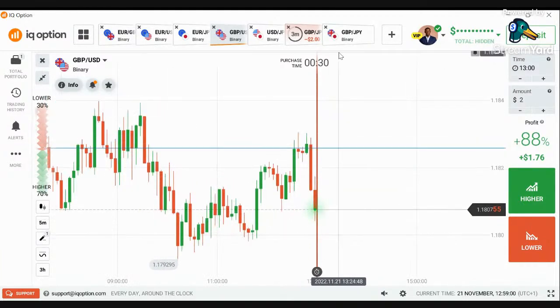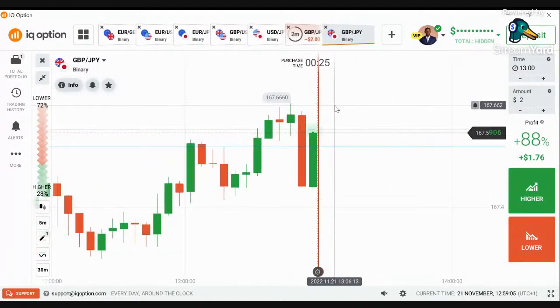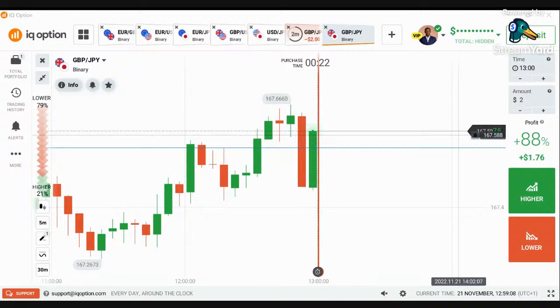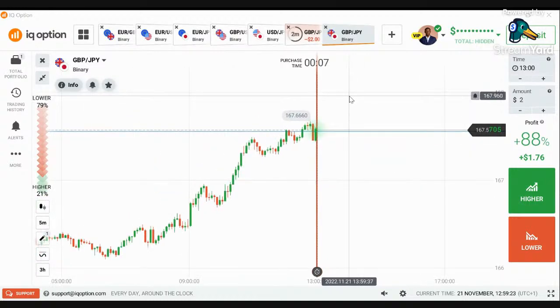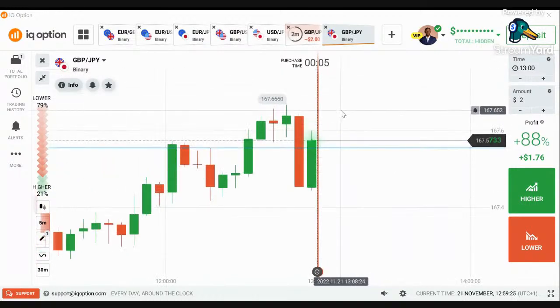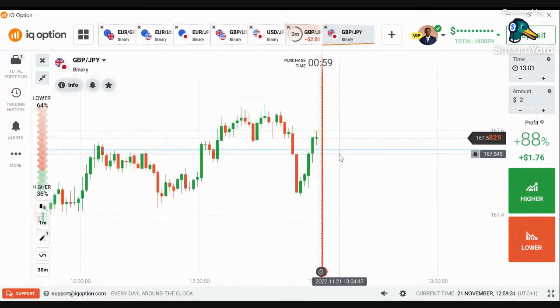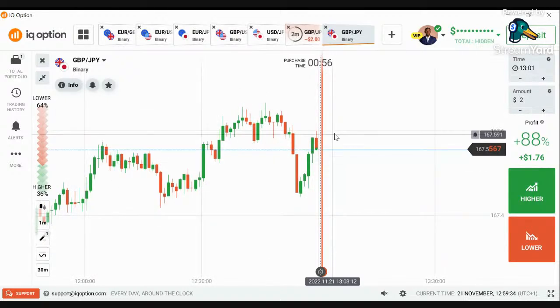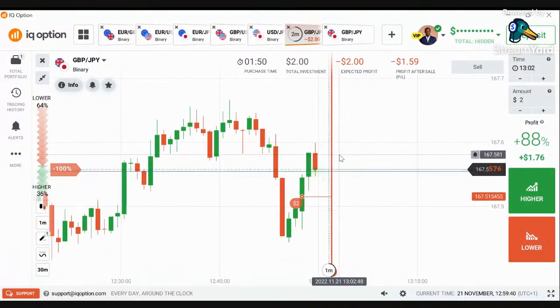GBPUSD is already selling. I just hope this guy is not within a range, because he got here, he couldn't go below the low and it's still buying. I just hope he's not ranging for the trade I took there, because that would have been a good sell trade. That would have been a good sell trade on this GBP. Or did I sell too early?